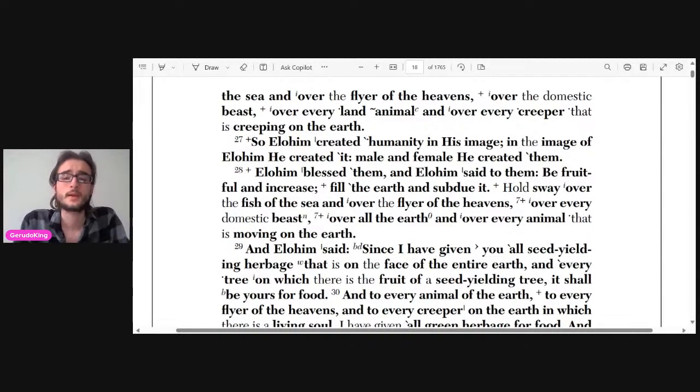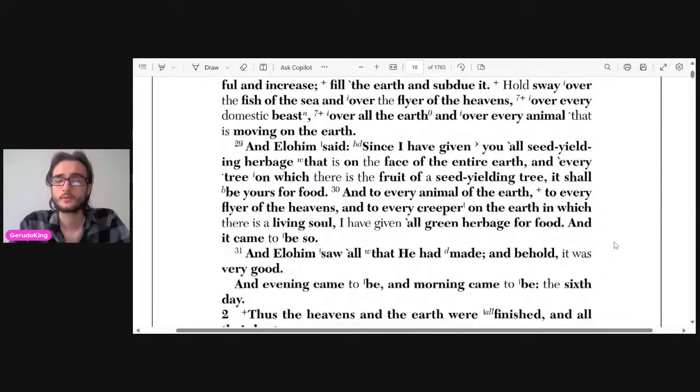Elohim blessed them, and Elohim said to them, Be fruitful and increase. Fill the earth and subdue it. Hold sway over the fish of the sea and over the flyer of the heavens, over every domestic beast, over all the earth, and over every animal that is moving on the earth.